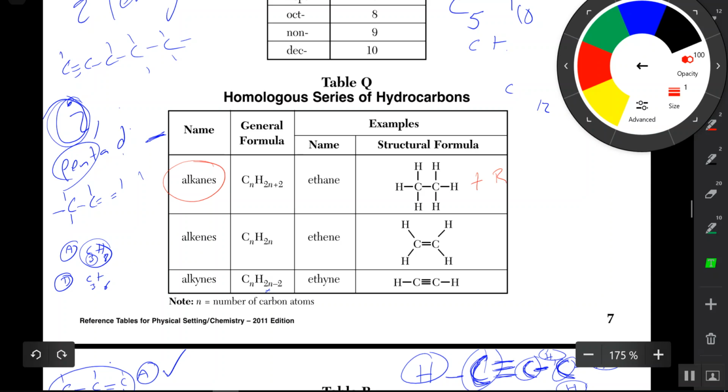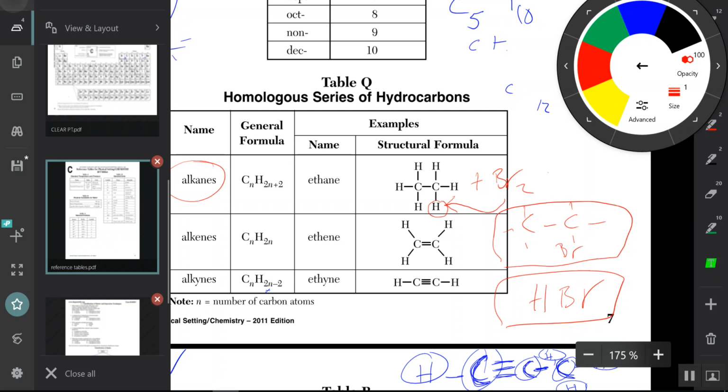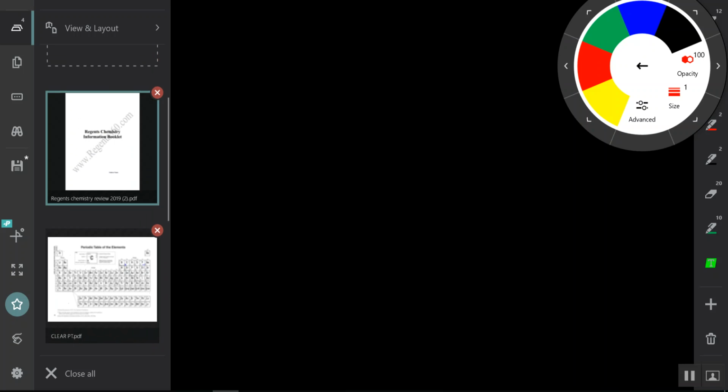If I add a group 17 element to this, like let's say Br2, what ends up happening is one of these Brs will come and replace one of the H's. So you're going to end up with the same ethane, but now you're going to have a Br here, not an H, and that H is going to come right off and is going to attach to the other Br. So you end up with an HBr, okay, and then you're going to end up with one bromo ethane. So that's substitution.